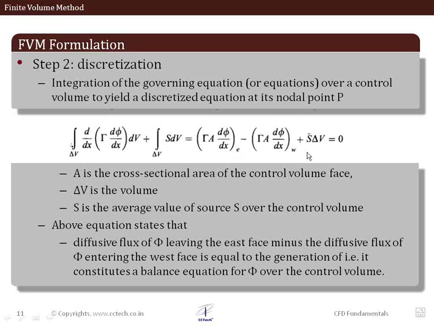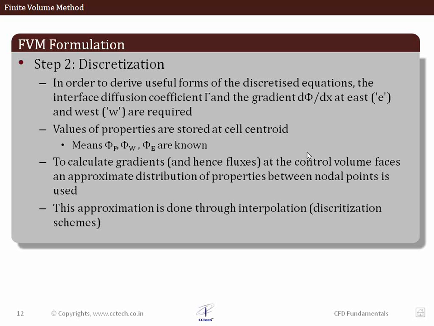Now we'll see how we can apply the appropriate assumptions and obtain the form which we require to have ultimately the linear algebraic equations. So we are trying to apply the discretization. You can see here this d phi by dx on the eastern and western faces, we have to obtain them, and we are going to do some interpolation. So those are the approximations which are going to come up.